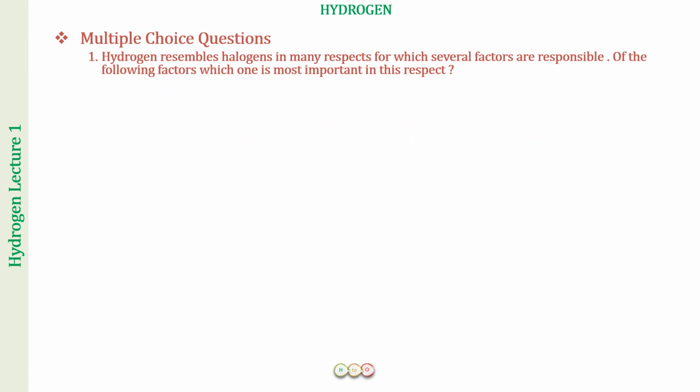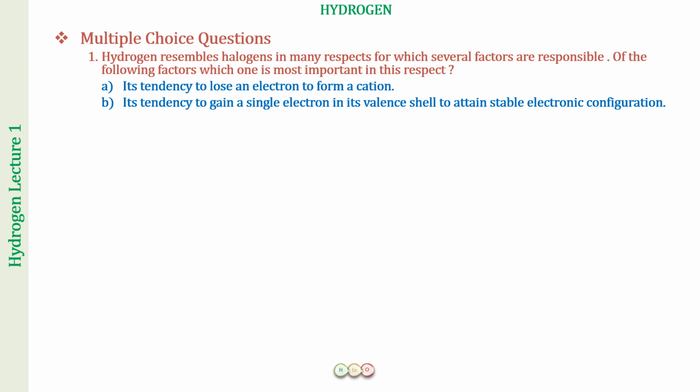The first question is from the NCERT exemplar book, and I request you all to please attempt all the questions from the NCERT exemplar as well as the NCERT back exercises, because this is going to be very important for you to excel in any of your examinations. The first question is, hydrogen resembles halogen in many respects for which several factors are responsible. Of the following factors, which one is most important in this respect? The choices are: its tendency to lose an electron to form a cation, its tendency to gain an electron in its valence shell to attain stable electronic configuration, its low negative electron gain enthalpy value, its small size.